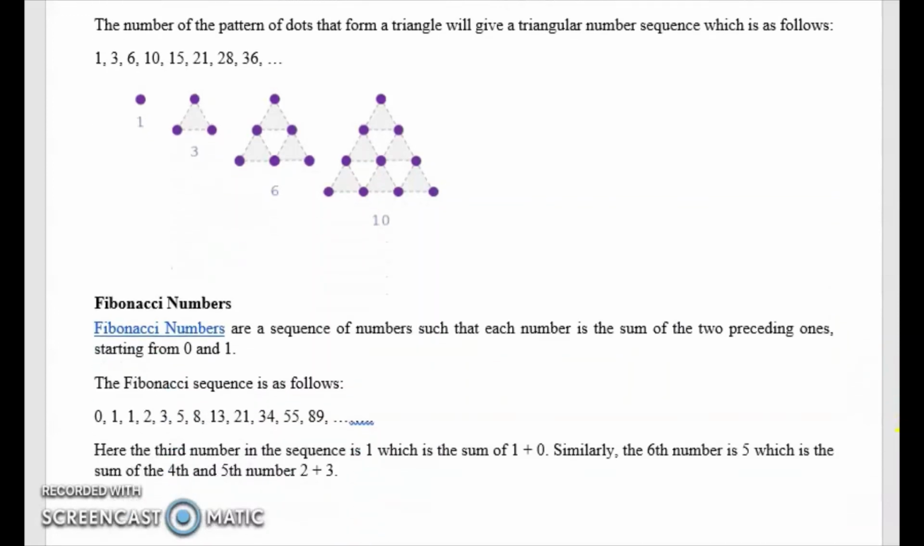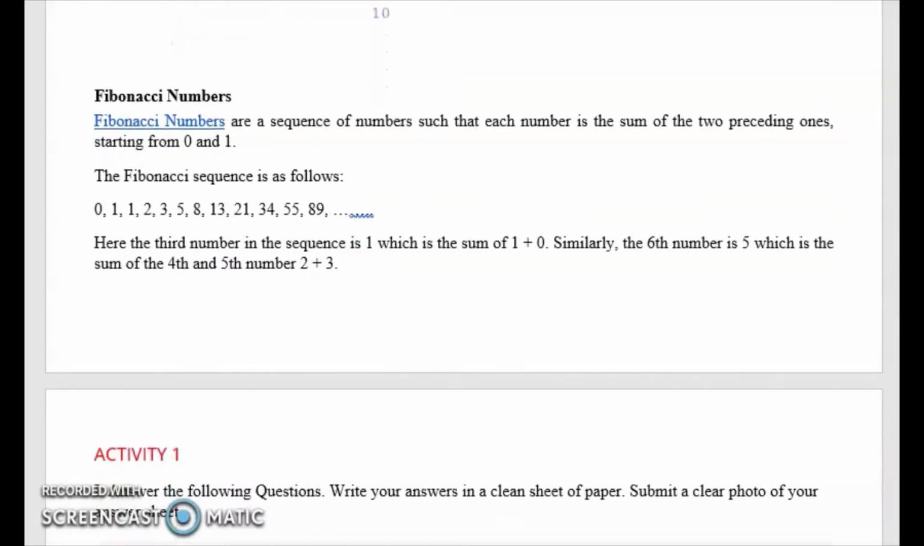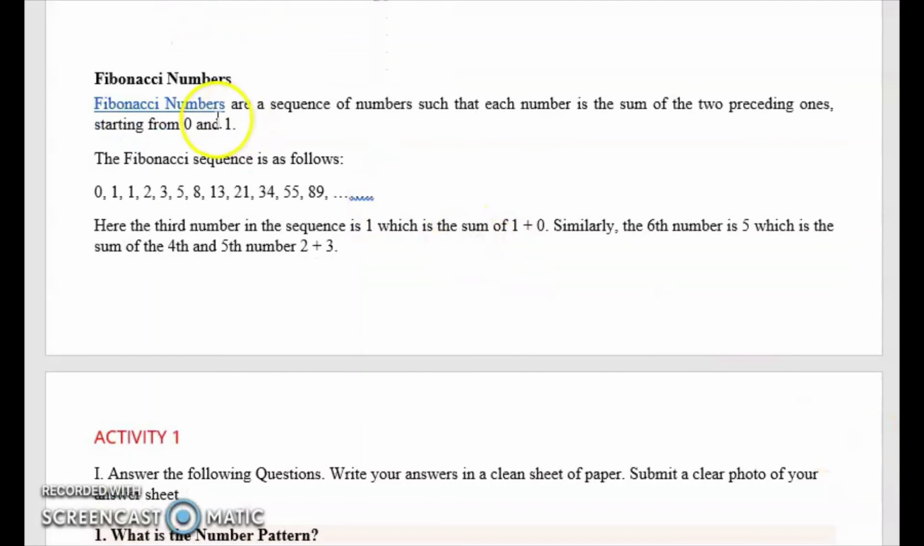Okay, so next is the Fibonacci numbers. Of course, we discussed this already a while ago. So Fibonacci numbers is we get the next number by adding the two previous succeeding numbers.